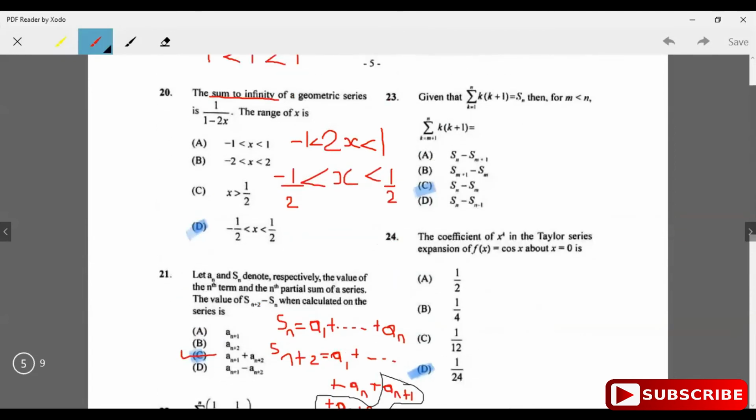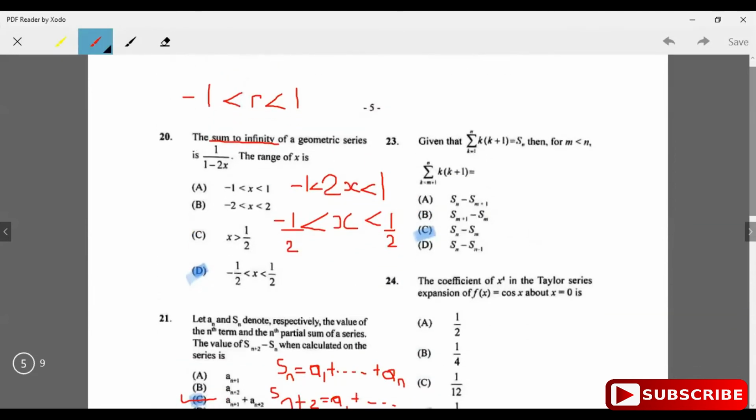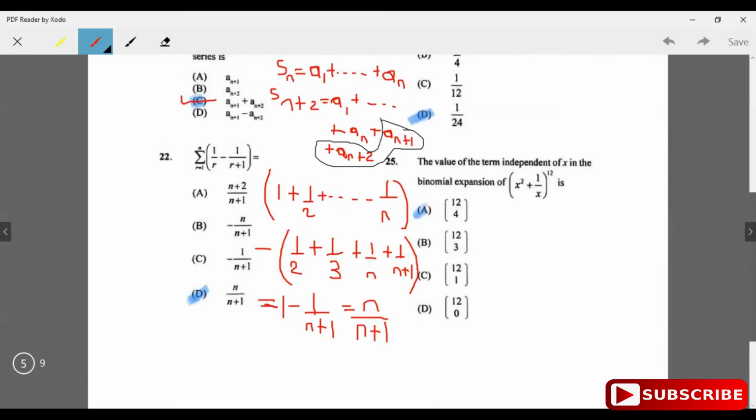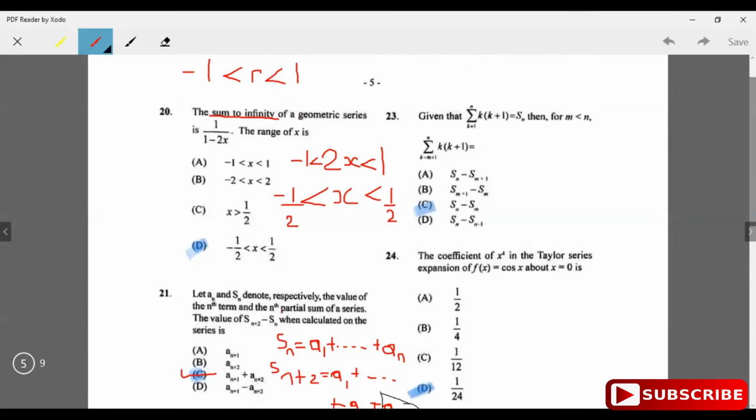Easy, soft. All right. Question 23 asks us to find the summation from k equals 1 to n of k times k plus 1, which is given by Sn. And they tell us m is less than n, and so the sum from m plus 1 to n. Now look at this.